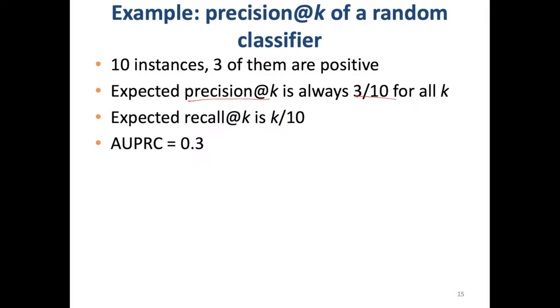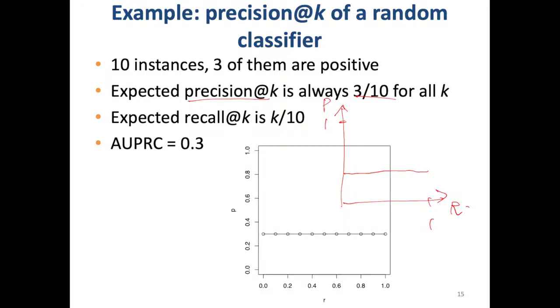So that means if I plot the precision and recall, the precision is always 3 divided by 10, and recall will go from 0 to 1. This is the expected curve, the expected trend. Okay, so I have a plot here. Apparently in this case, the area under the curve is not 0.5, it's 0.3.